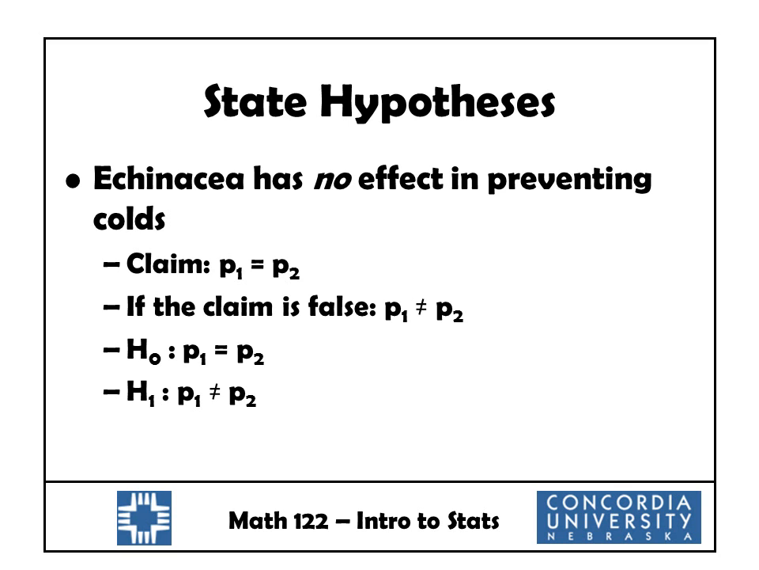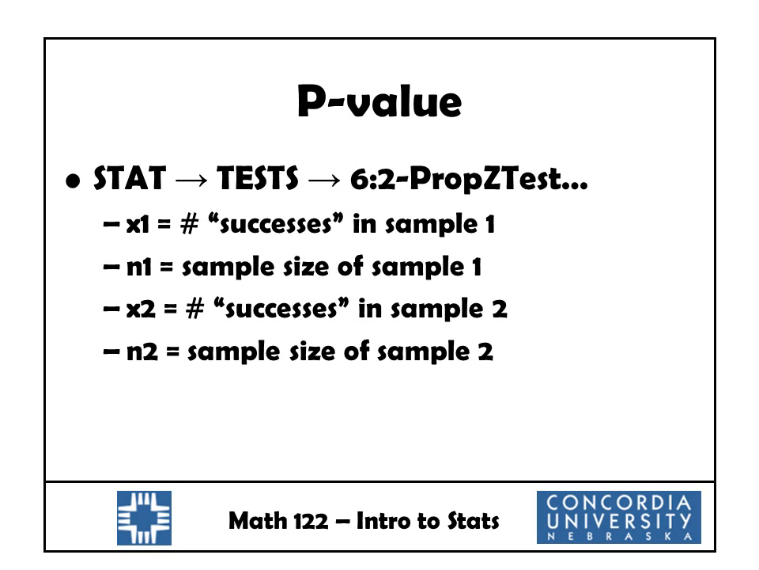In this case it's P1 equals P2. Our alternative will never contain equality. It will always be an inequality of some sort. Now, we're not going to talk about the formula for the test statistic because it's extremely complicated. We're going to simply let the calculator find the p-value for us.